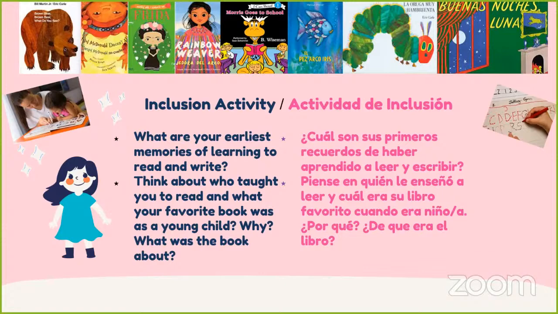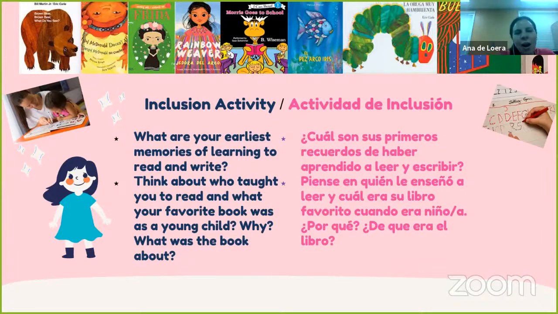Mi mamá me enseñó a leer y escribir. Mi libro favorito era Victoria porque traía lectura y escritura. Oh, how nice. Well, my favorite book was Los Zapaticos de Rosa de José Martí. My father taught me how to read that book, and I still remember it's a long poem. I just love that book.